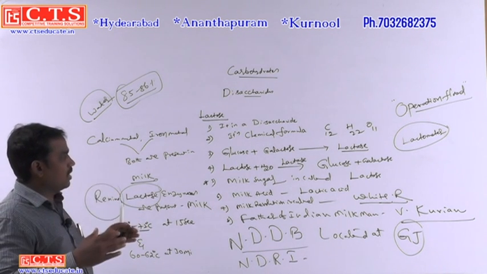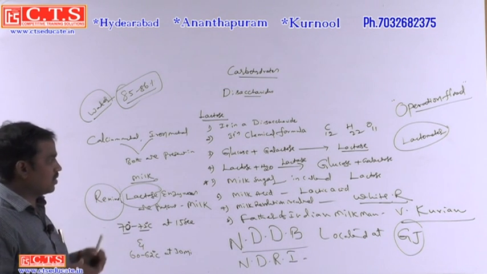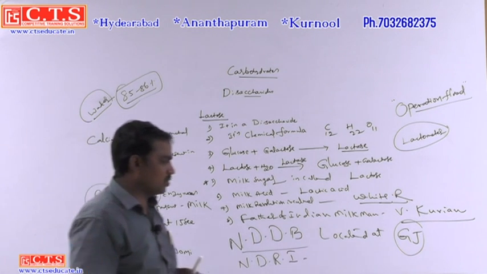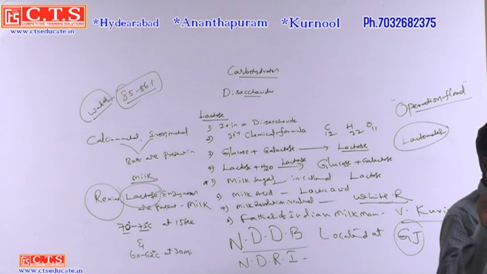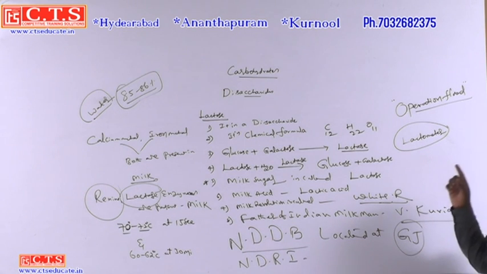Lactose is dissolved in water in the presence of lactase enzyme. Glucose and galactose are obtained. Milk sugar is called lactose. Grape sugar is called glucose. Sweetest sugar is called fructose. Next one is milk acid, lactic acid.